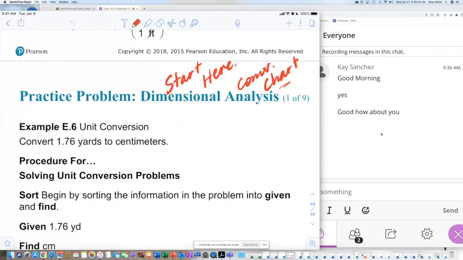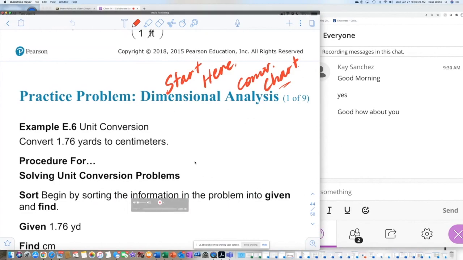Okay, so we are starting here, and I do have my conversion chart. I think it's somewhere in the back right there.